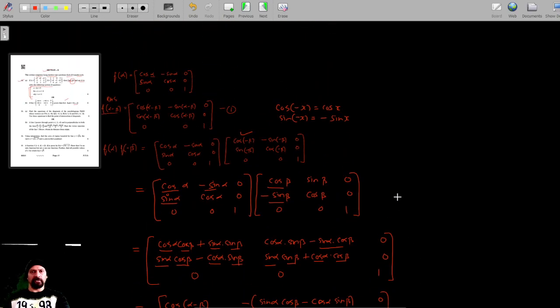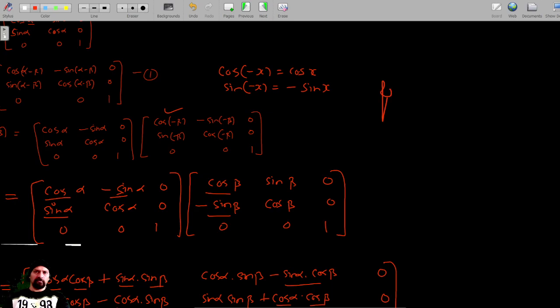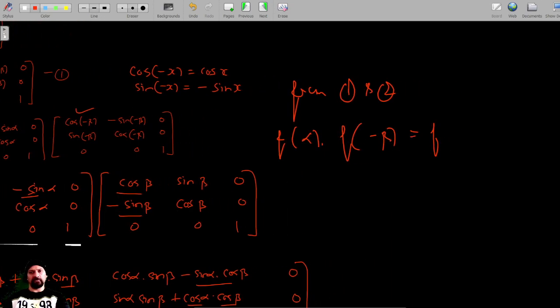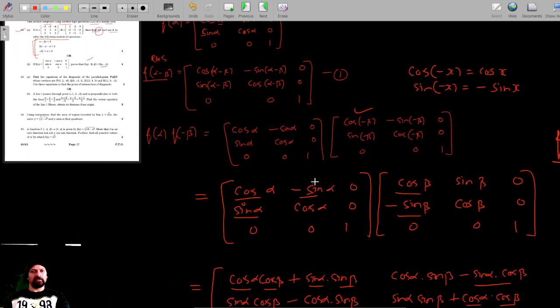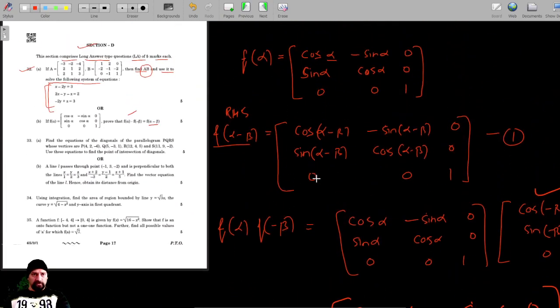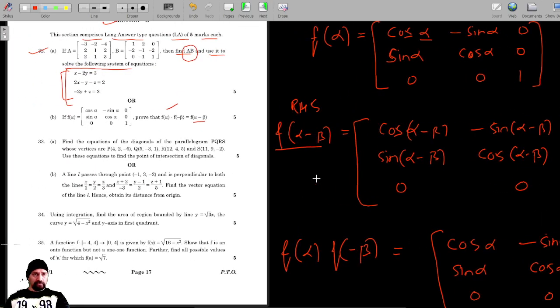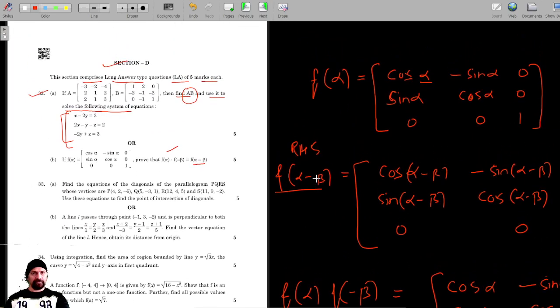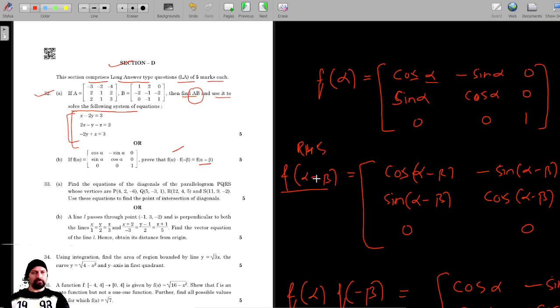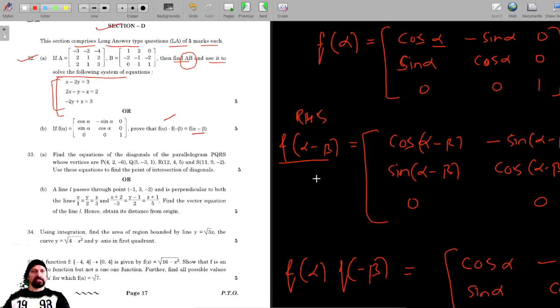So from 1 and 2 you can say f(alpha) into f(negative beta) is equal to f(alpha minus beta), and hence it is proved. And this solves our question number 32, both the parts. And let's move on to question number 33.